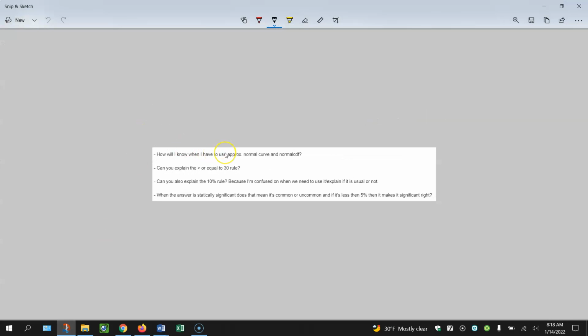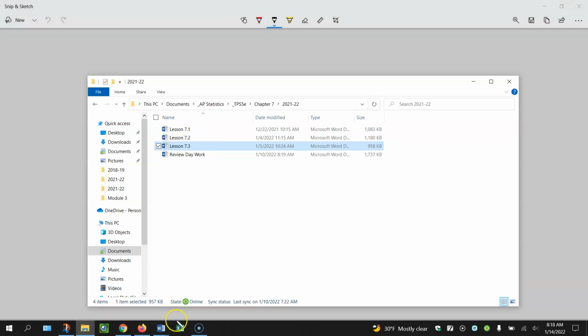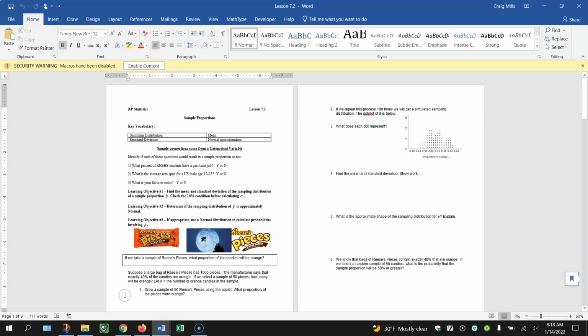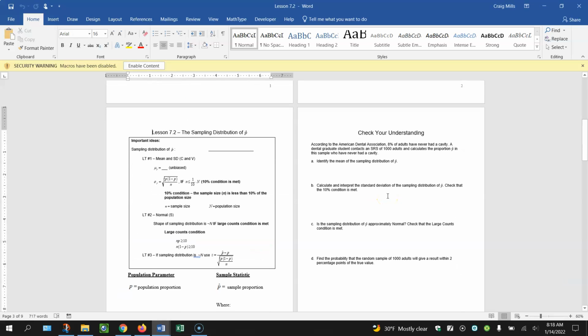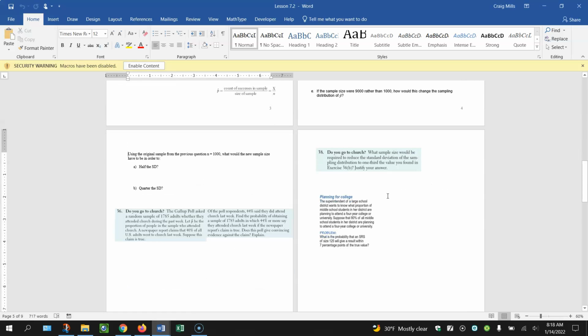The first one was, how are you going to know when you have to use the normal curve and normal CDF? So basically, the question is going to have to ask, what is the probability or what's the likelihood, something like that. And then in the stem of the question, they're going to have to tell you something about the shape of the sampling distribution.